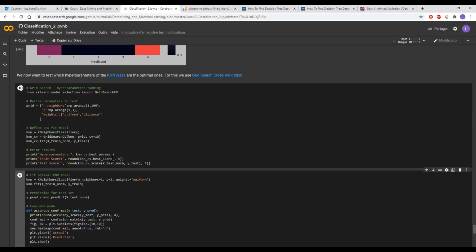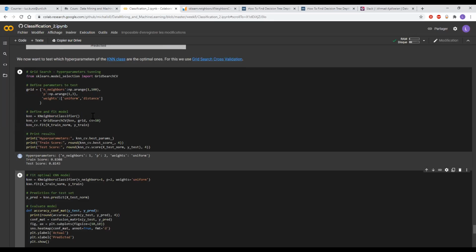Yes, okay. And if I run this, it takes a bit of time because it has to run a lot of models, 2 times 2 times 99, sorry. And we end up with the best hyperparameters with 1 neighbor. So you take only 1, k equals 1, p equals 2, which means we take the Euclidean distance, and the weights are uniform. So this is not weighted based on the distance.